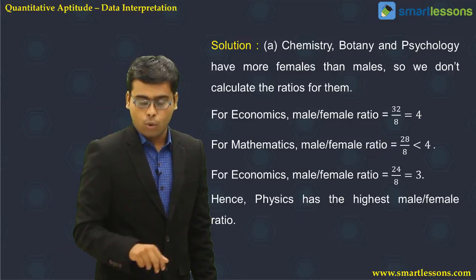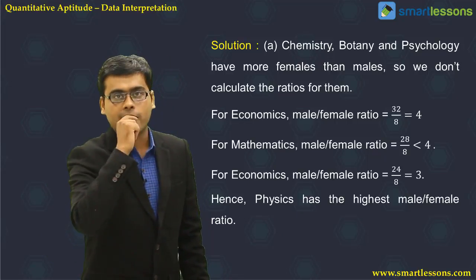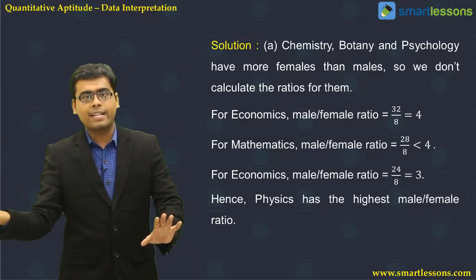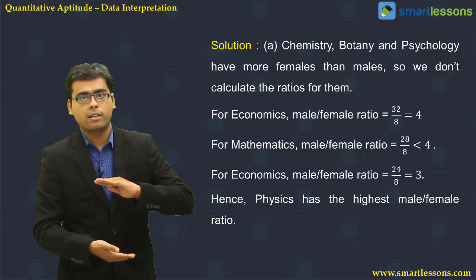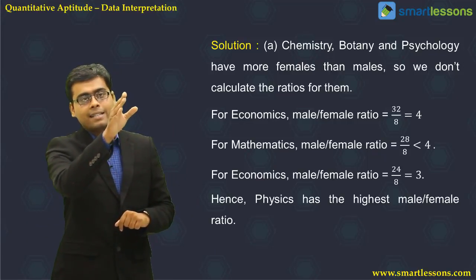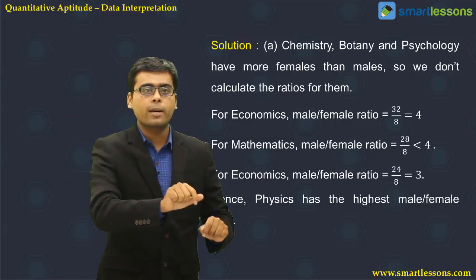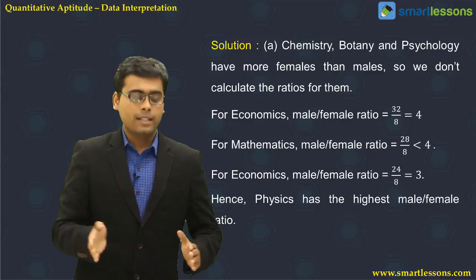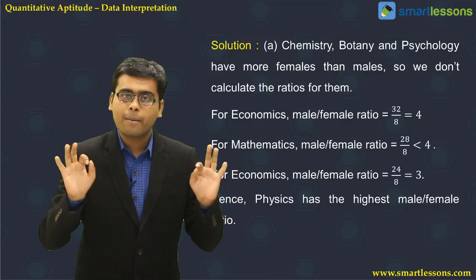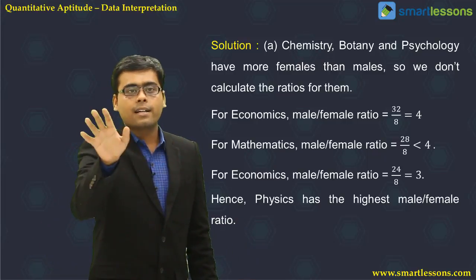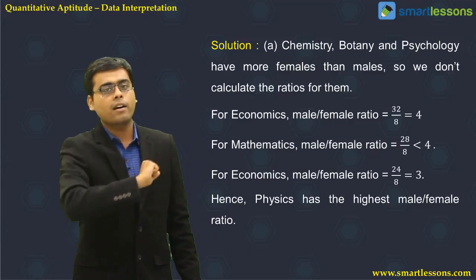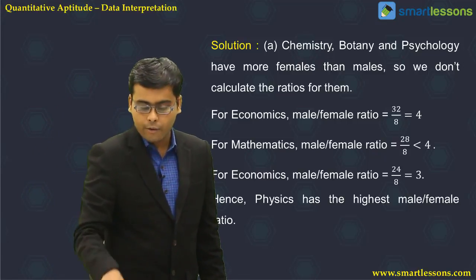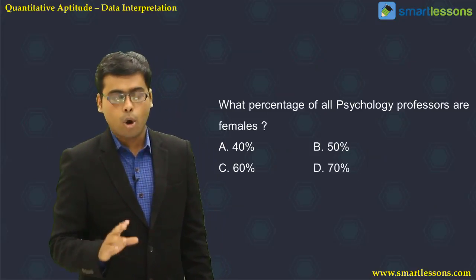But instead of doing so, what you can do is refer to this bar chart. The ratio of male and female faculties must be greater when the height difference between these two bars is greater. You can see that the height difference between the striped bar and the dotted bar is maximum for physics. So for physics the ratio between the male professors and the female professors must be maximum. You don't need to consider the other subjects because it is clear from the chart that the gap is maximum for physics. So straight away you can choose physics, option A, as the correct option in this case.